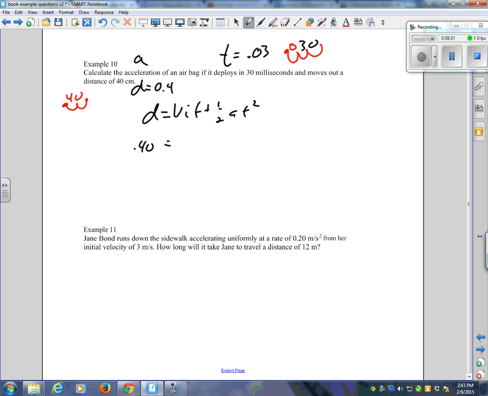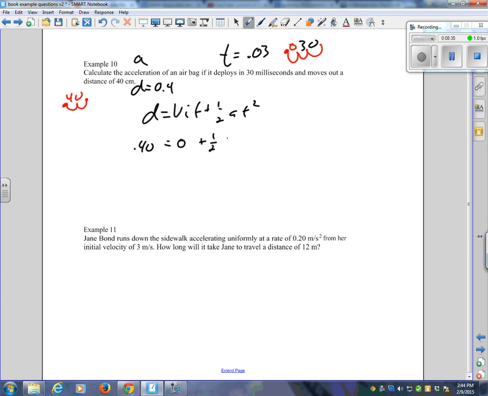0.4, what's the initial velocity? 0. But if the airbag's going off, isn't the car traveling some speed? Isn't that the initial velocity? The airbag is at rest relative to everything else inside the vehicle. So this distance of 0.4 is the distance that it comes out, even though it's moving at a high rate of speed forward. And so are you, exactly. Everything inside the car is moving, we're just basically assuming it's at rest. So that's 0.